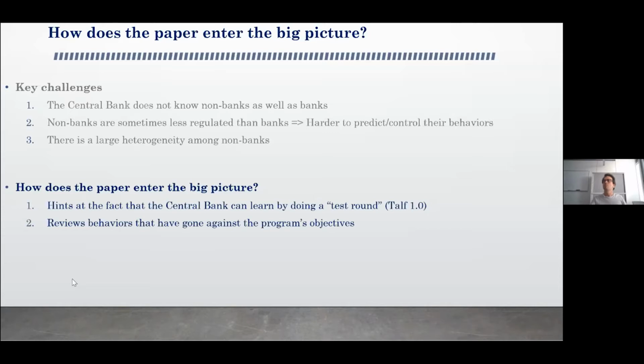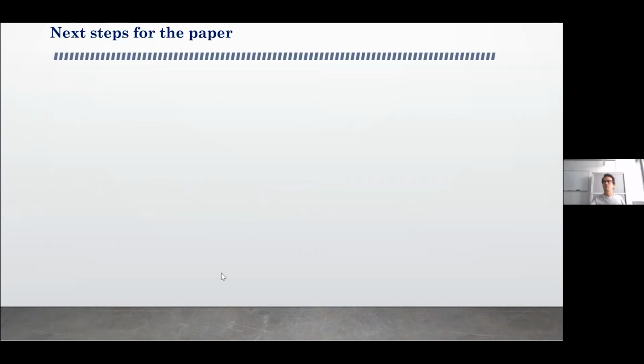The second challenge was that non-banks are sometimes less regulated than banks, and it's harder to predict and to control their behaviors. And this paper reveals behaviors that indeed are a bit against the Fed goals and that have gone against the program's objectives. And third, there is a large heterogeneity among non-banks. So how can we cater to all this crowd? And more generally, this paper does document these heterogeneous behaviors. So in the remaining time that I have, and this is my next slide, I'm going to talk about the next steps for the paper.